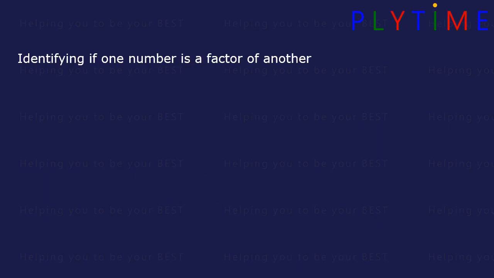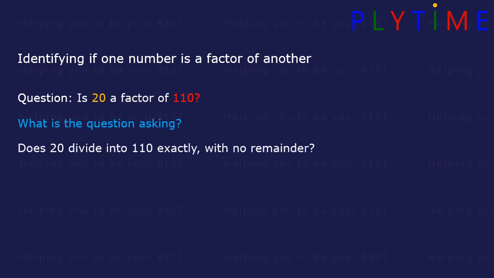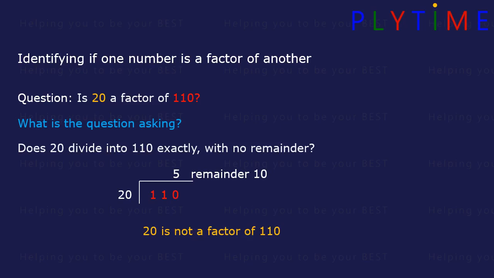Identifying if one number is a factor of another. Is 20 a factor of 110? What's the question asking? It's saying, does 20 divide into 110 exactly with no remainder? So 110 divided by 20. 20 times 5 equals 100, so we have a remainder of 10. So the answer is no, 20 is not a factor of 110.